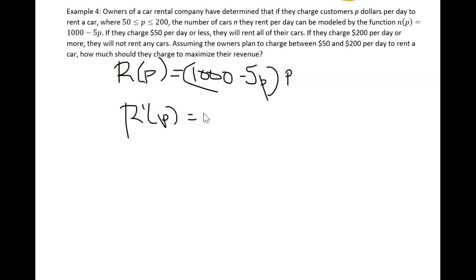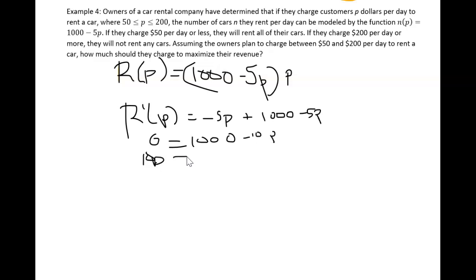And I'm going to go ahead and use product rule. So I'm going to get negative 5 times P plus 1,000 minus 5P. I'm going to set that equal to 0, which is 1,000 minus 10P. And then 10P equals 1,000. That means that P equals 100. So they should charge $100 per day to rent a car.